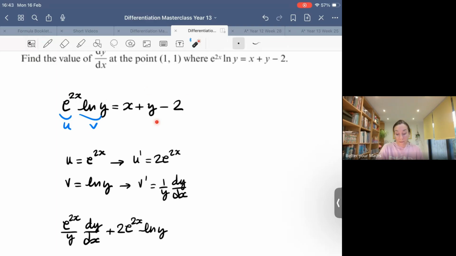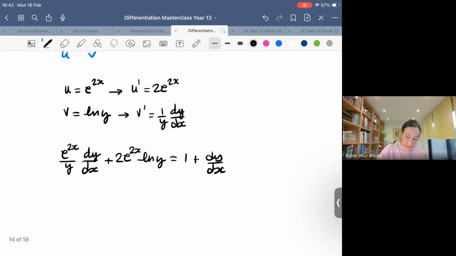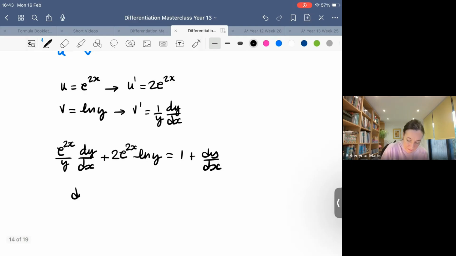What is the derivative of the rest? Derivative of x with respect to x is 1. Derivative of y with respect to x is dy by dx. Don't forget, every time there is y, I have to do the dy by dx. Derivative of minus 2, 0. And now I group things together and make dy by dx the subject.